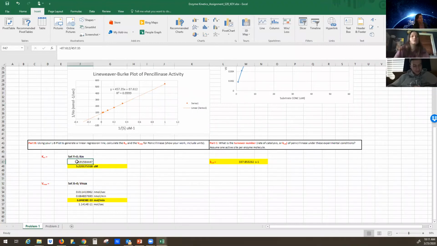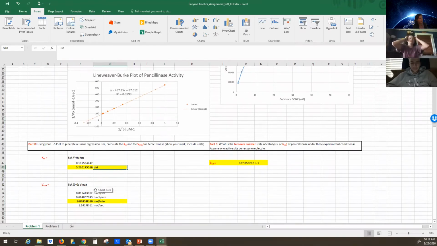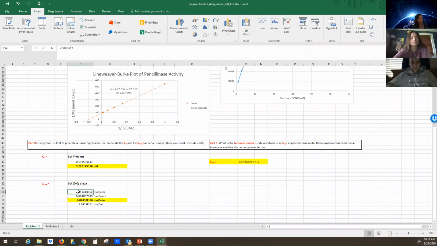What I was showing them is that if you set y equal to 0 and you rearrange the equation, what you're really solving for is x, but then you have to keep in mind that you have to retake the reciprocal of that in order to solve for the Km. The main thing with the units is just making sure that you track them. You plot it in micromolar, so you're getting micromolar for your Km. And for your Vmax, when you set x equal to 0, it's just going to give you the b, the y-intercept. That's the only thing that's left. If you take the reciprocal of that, you get your Vmax.